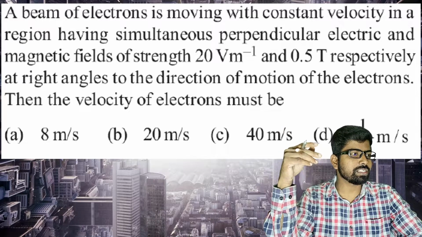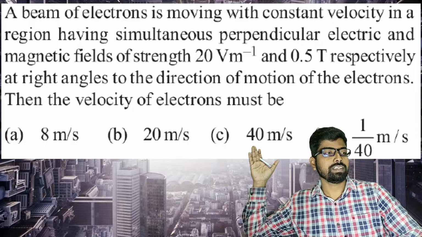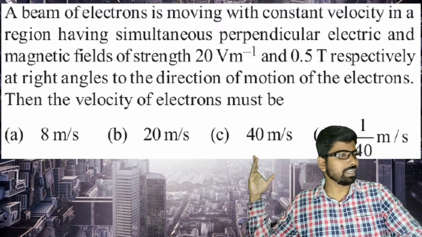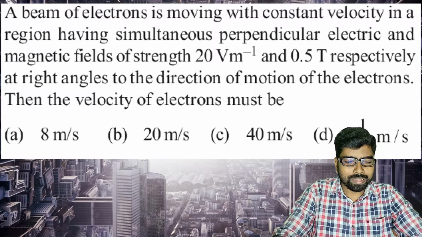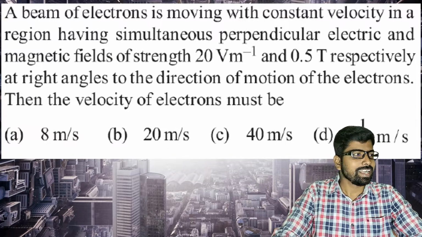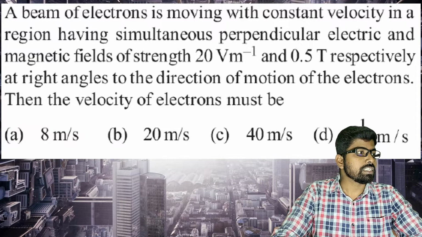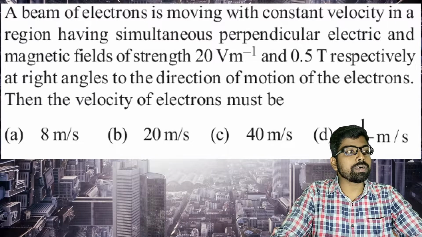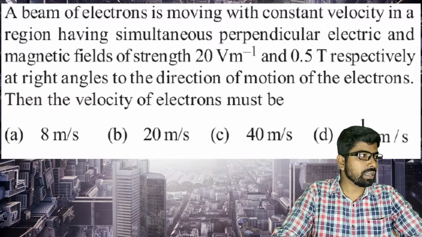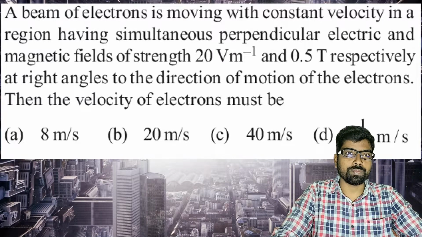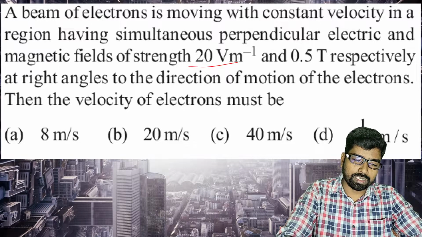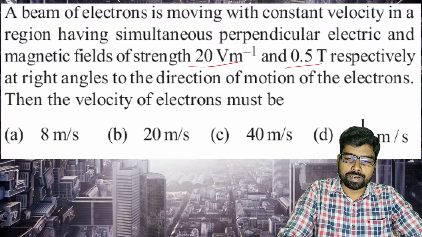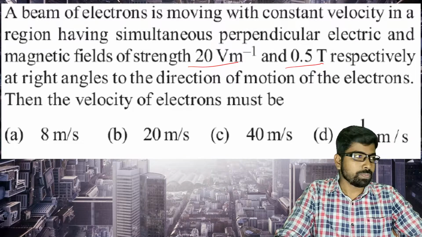Yes, of course, this question is very interesting, and you can see this side 1 by 40 centimeter actually. Option D, 1 by 40 centimeter. You can see that I'm reading the question for you. A beam of electrons is moving with constant velocity in a region having simultaneous perpendicular electric field of strength and magnetic field of strength given here. So the electric field is given as 20 volt per meter, and the magnetic field is given as 0.5 Tesla, respectively.